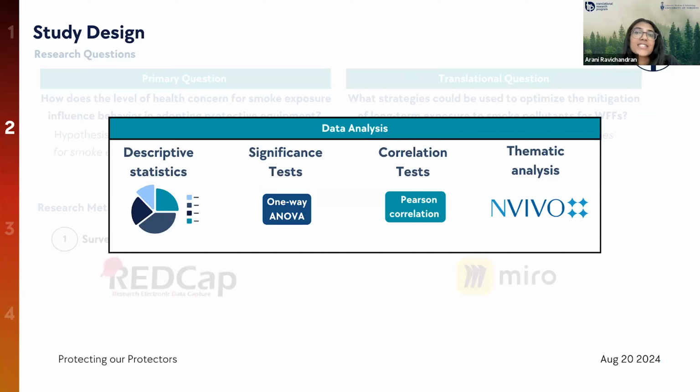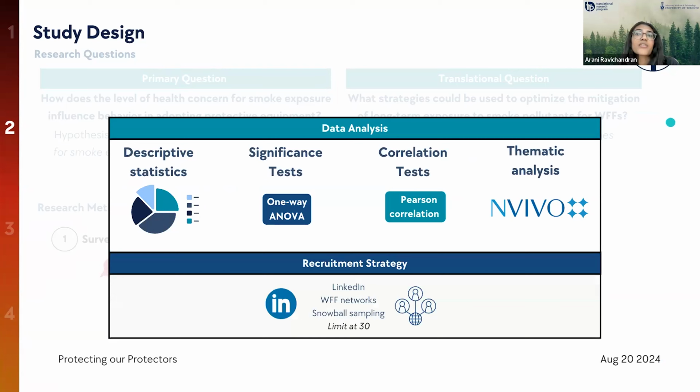For our data analysis, we used a variety of methods like descriptive statistics, significance tests, correlation tests, and thematic analysis, which will be discussed in more detail by Janna. In terms of our recruitment strategy, that was done through snowball sampling of the networks we had built through our initial outreach, and we had 30 participants.